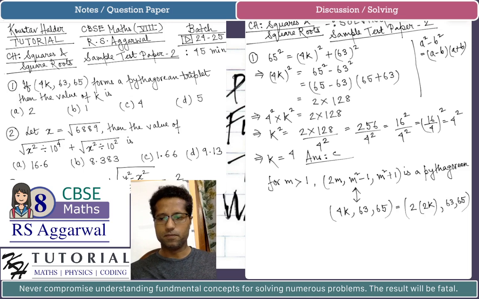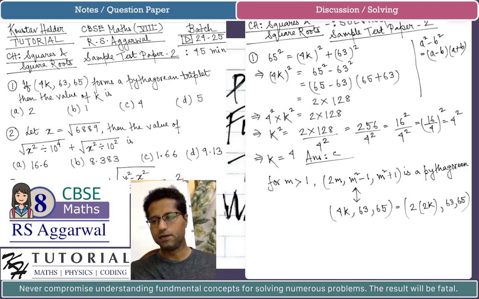So I'm trying to see whether the given Pythagorean triplet can be represented in the form of twice m, m square minus 1, m square plus 1 for some natural value of m. I'm trying to find that m, so that if I can find that m, then I will be able to find k. Now 4k, 63, 65, I have rewritten 4k as 2 into 2k.